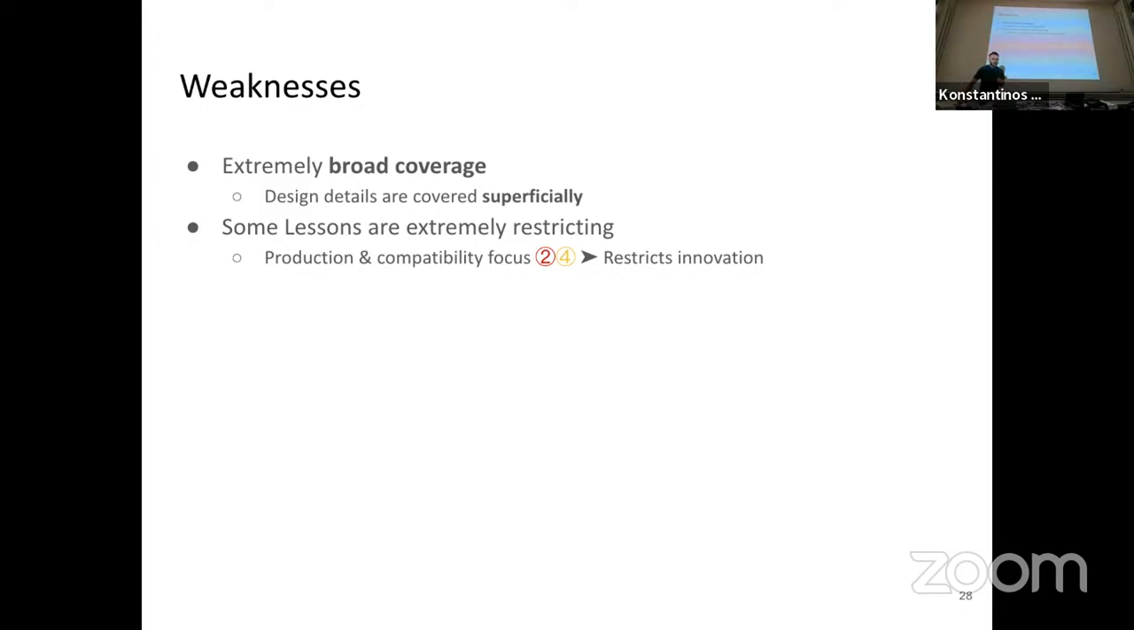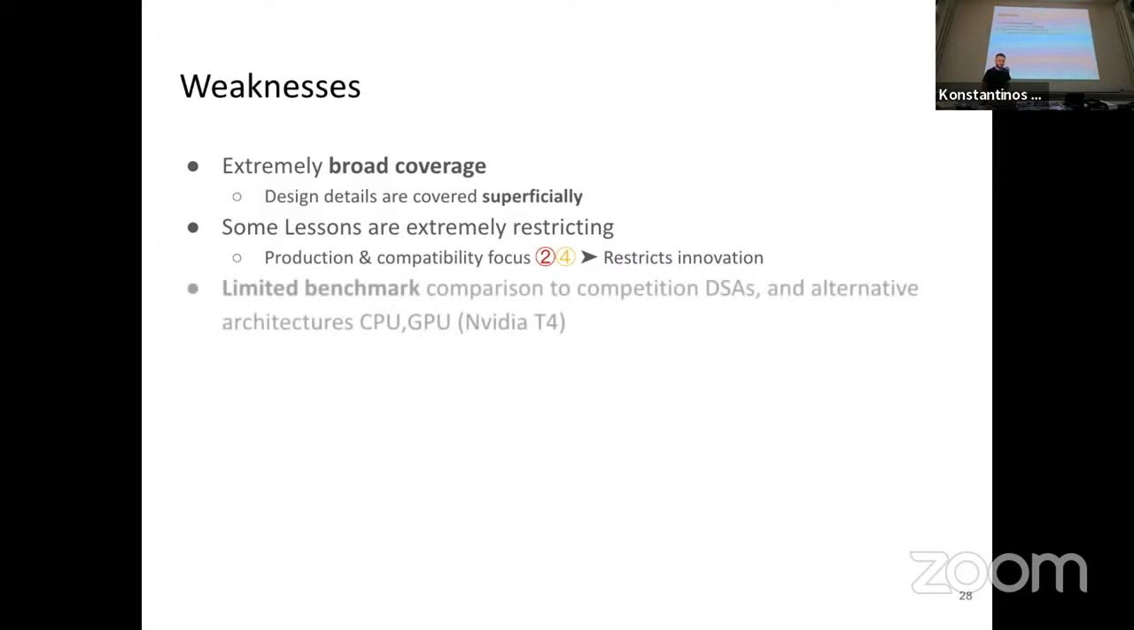But it kind of does restrict innovation, for example, exploiting new architectures that could potentially give you a bigger performance boost. Also, the number of benchmarks was quite limited. Although they very extensively benchmarked their TPUs, comparing them to other DSA architectures was very superficial. They only mentioned other DSAs from Alibaba and so on. They haven't really performed any kind of benchmarks, so it's hard to judge how good the chip actually is relative to its competition.